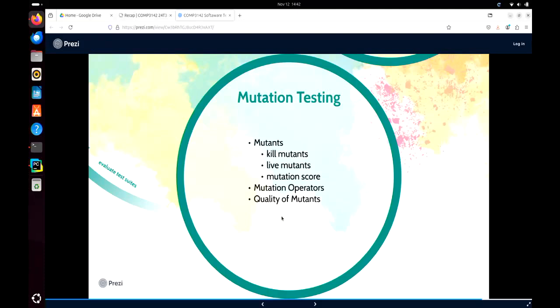Yes, the mutation score is the ratio of how many mutants are killed. And the higher the score is, the better the quality of the test suite is.